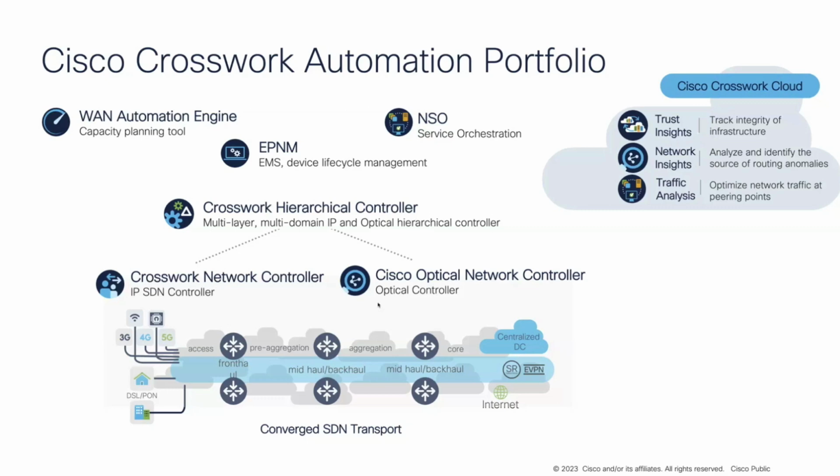Then let's go deeper into the controller. You see three key components: the Crosswork Network Controller, which I mentioned is a turnkey solution that addresses the use cases and automation tasks across the different service lifecycle functions. Similarly, we have the controller for the optical domain, and that is called the ONC, or the Cisco Optical Network Controller. And what we also have on top is the Crosswork Hierarchical Controller, which helps to stitch together the information from different domains to deliver a unified end-to-end and multi-layer view.